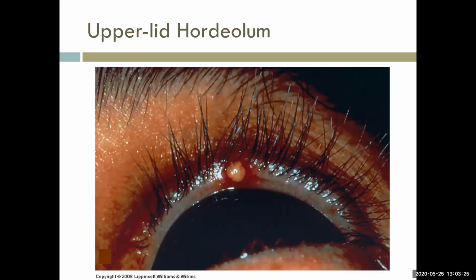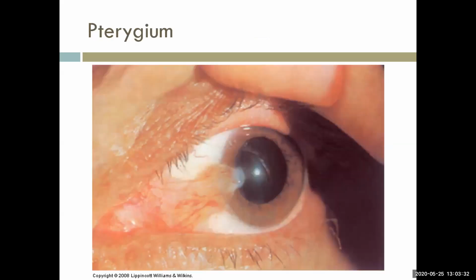There's the upper lid, hordeolum, which remember is a sty, so it could be painful. And then there's that pterygium, often caused by overexposure of ultraviolet light and drying. So you can see it kind of has a haze going across there.